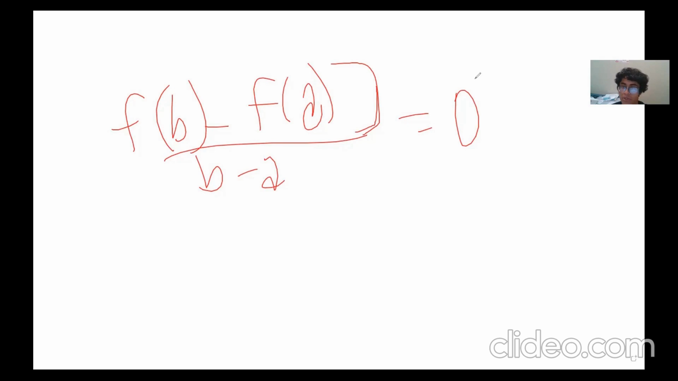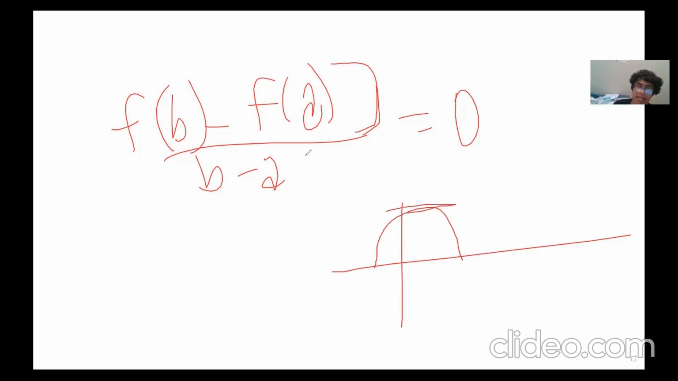Anyway, so if this is 0, well, you know that some point on this curve is going to have a 0 slope in between b and a, right? And this does happen. But why do you know this? And what does this mean?